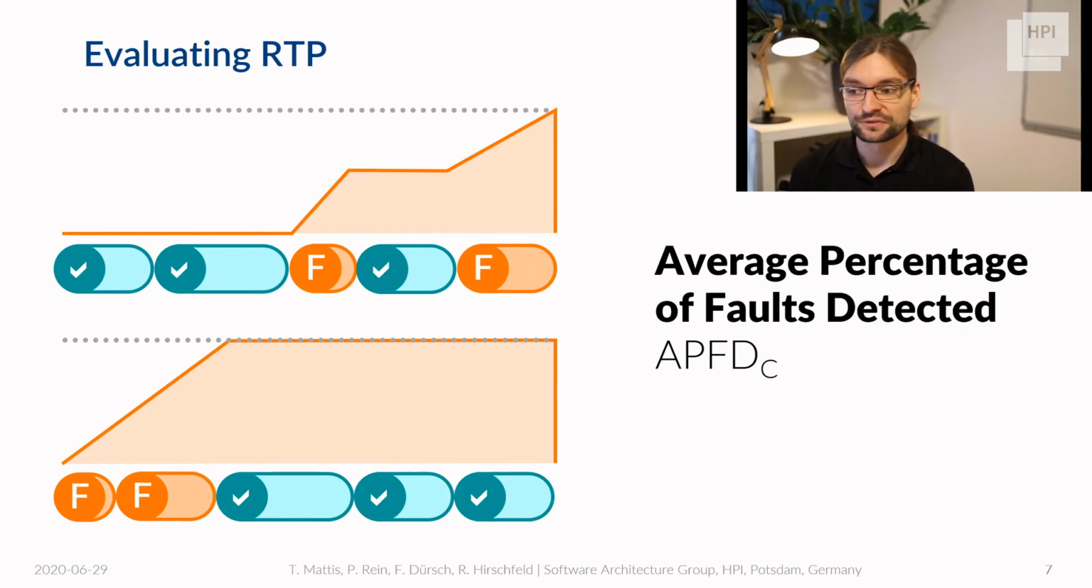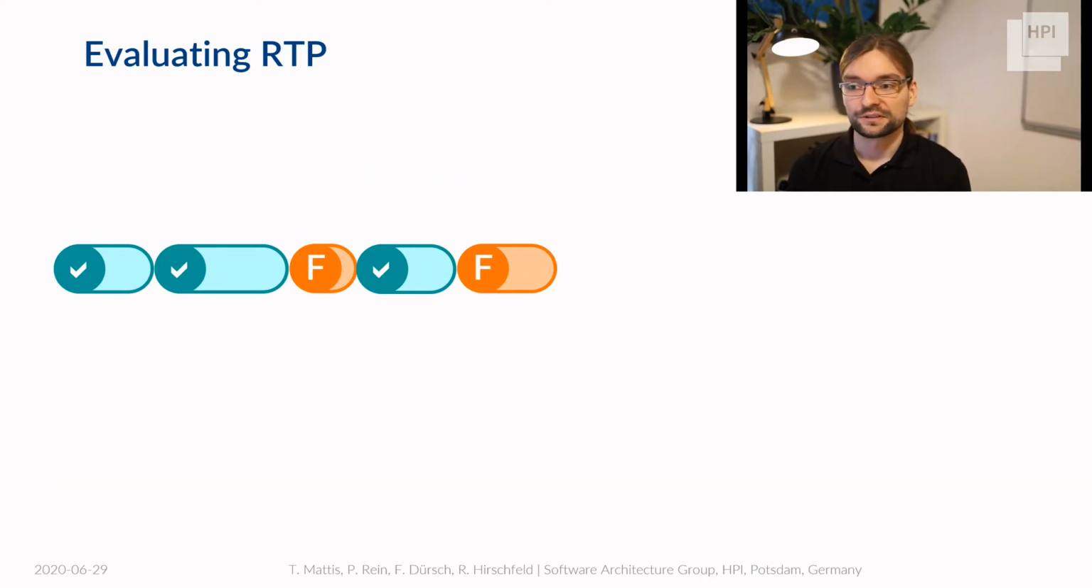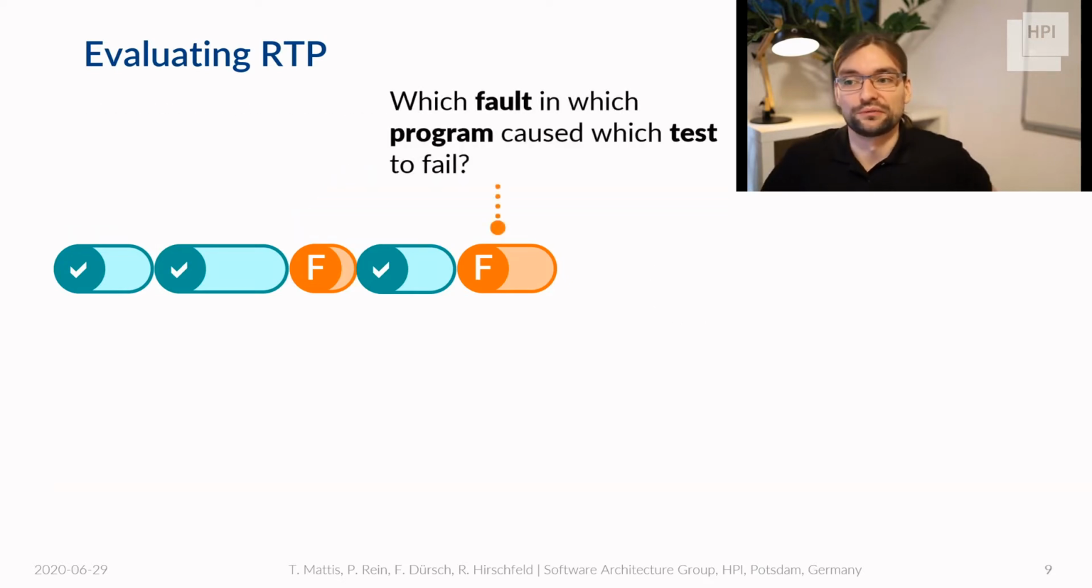So we can measure that, average it over several test schedules, and get a metric of how well our RTP strategy performs. The problem with that is, in practice, we don't really know which types of faults are used, which programs contain these faults, and which tests have been run to obtain these test schedules. To build our understanding of how this happens in practice, we did a literature study.